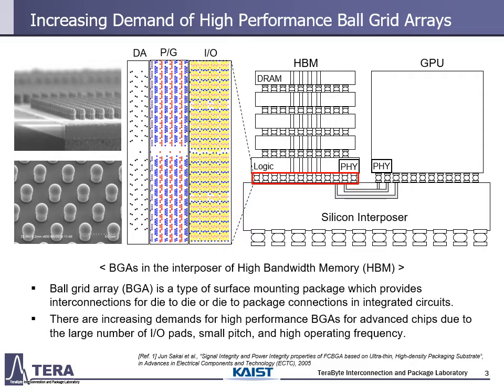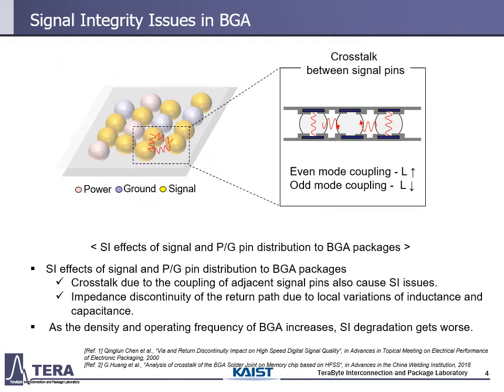Ball grid arrays is one of the widely used packages which provide interconnections to 3D ICs. And to meet the demand of increasing higher operating frequencies in electrical devices, the number of IOs and interconnections of ICs is growing, as well as the pin count and density of the BGAs. And this causes signal integrity issues in the BGA packages.